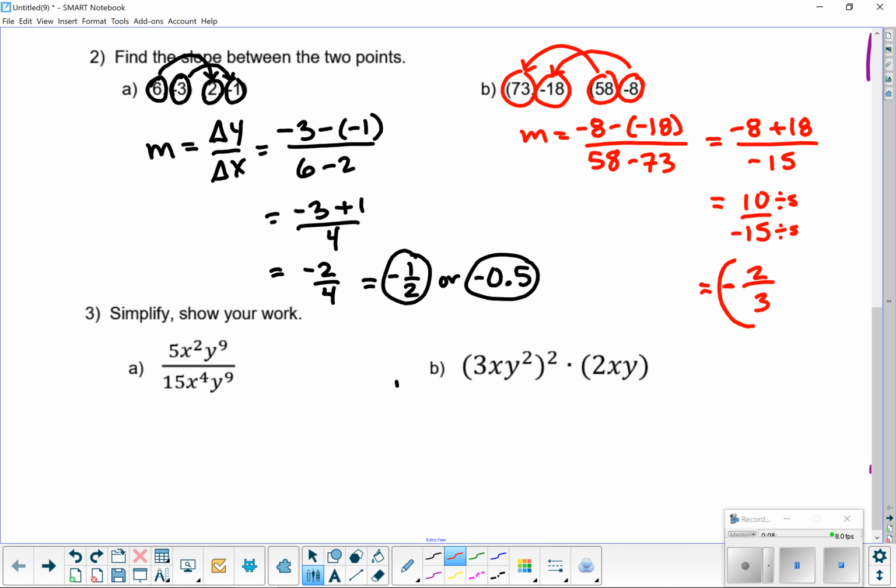And that's fine if you like fractions. Or you can call it -0.666 repeating. So you can just write like that.